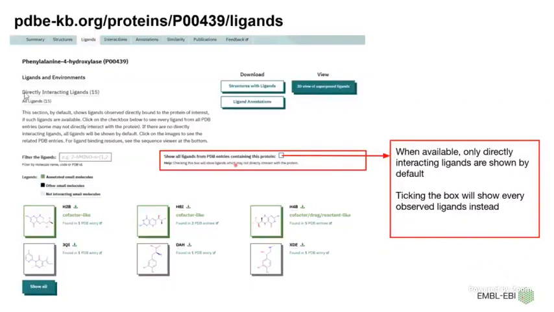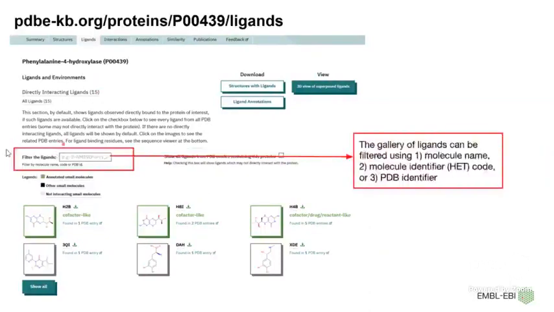In this case, the directly interacting ligands and all ligands are the same. All the ligands are interacting, and hence you see the number is the same. You can filter your ligands list or gallery using molecule name or PDB ID or even the 3-letter code of the ligand.